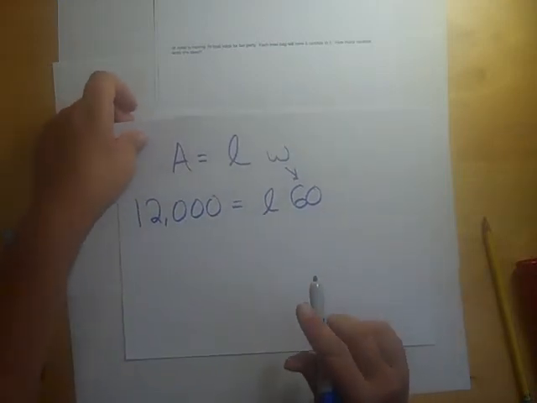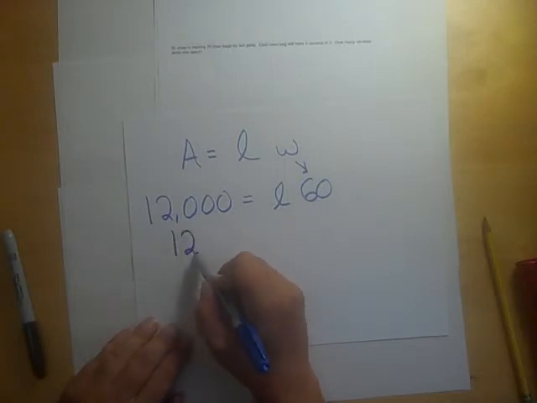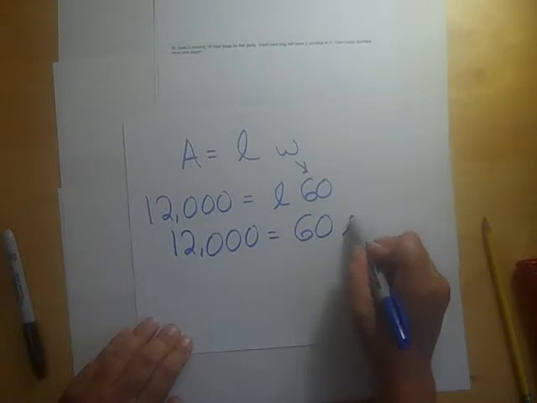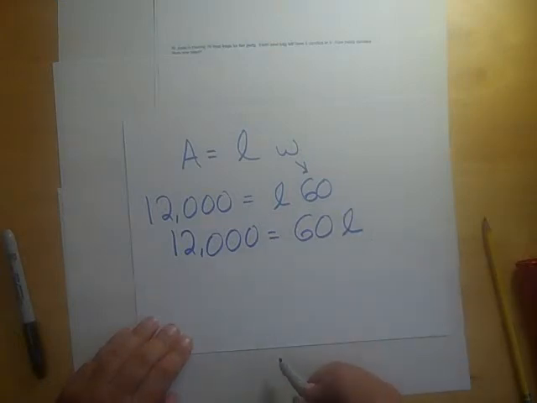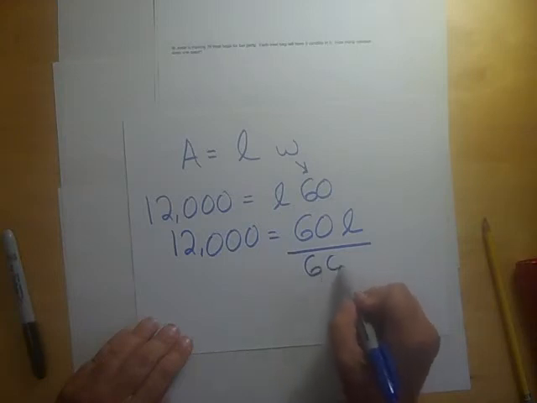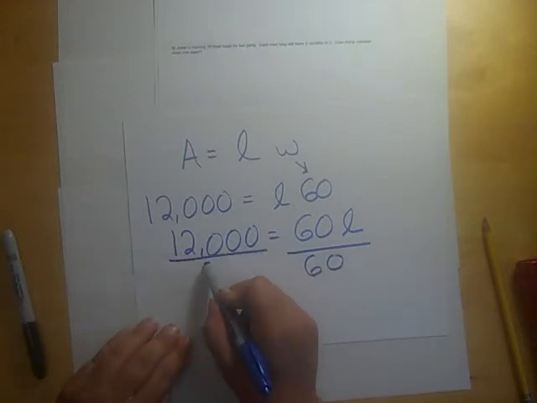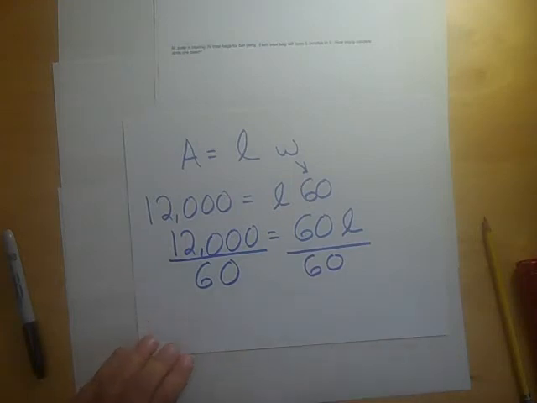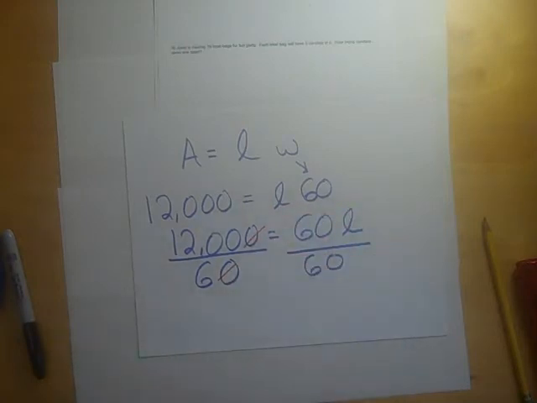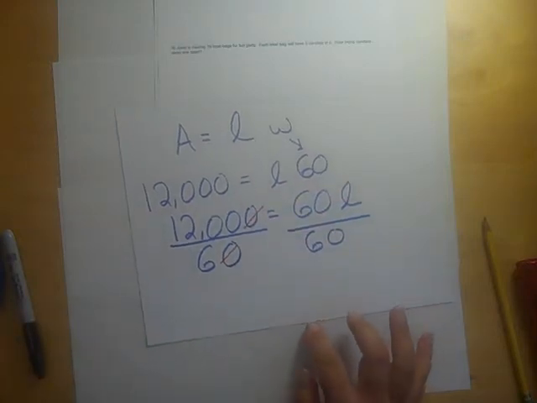So we can do this like algebra. 12,000 equals 60L. What do you do now? Stop the camera and try to solve it on your own. And divide both sides by 60. Do you remember this trick? When you have a lot of zeros in fractions, you can just cancel. So now we have 1,200 divided by 6.